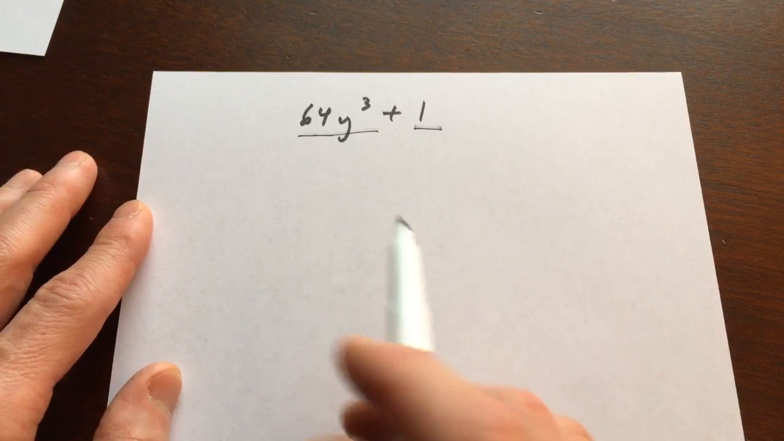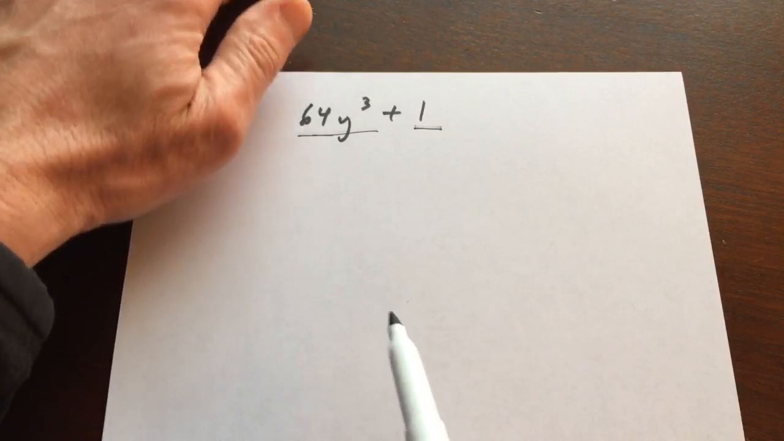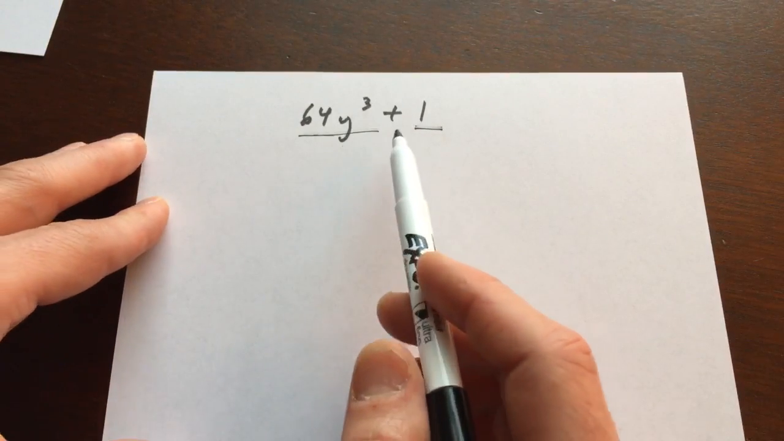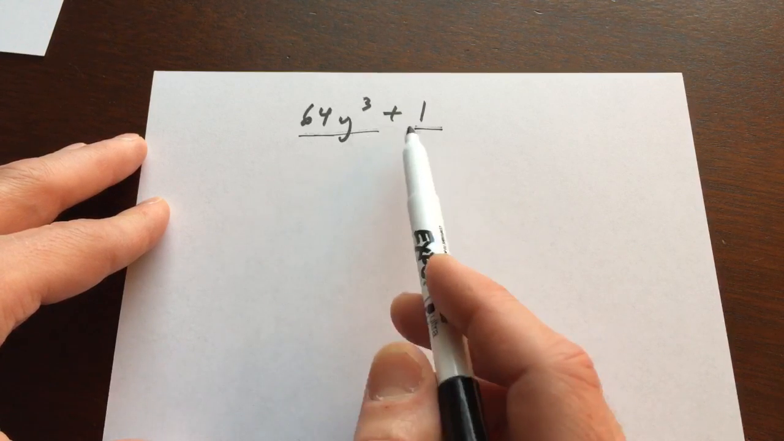Well, it doesn't look like there's anything in common between the 64y cubed and the plus 1. So the next step is we want to ask ourselves, is this a difference of two squares? Is it a sum of two cubes? Or is it a difference of two cubes?